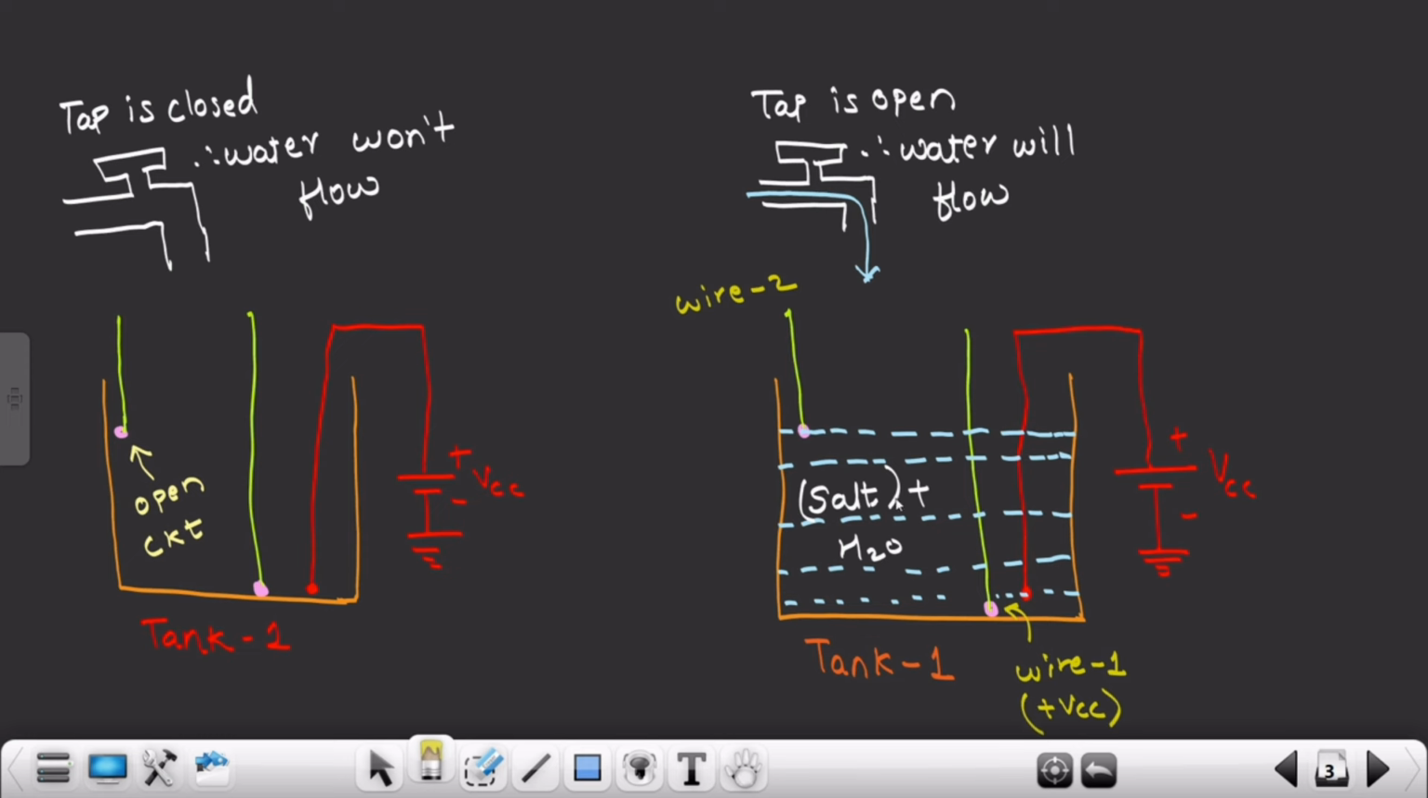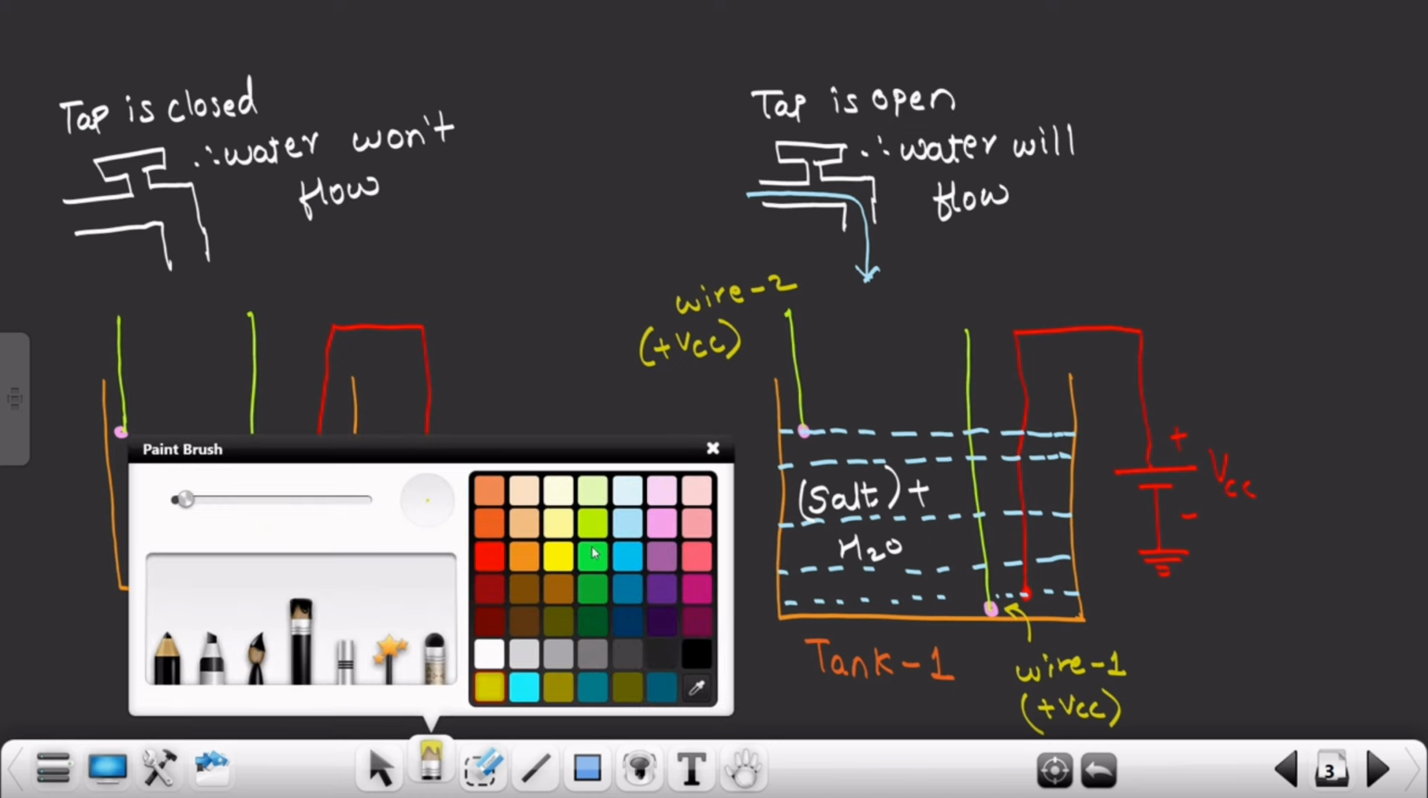And if you could see very clearly, since we had added salt in this water, this water will conduct electricity, and therefore over here these two wires will act as if they are short circuited, and at wire 2 as well you will get plus VCC.